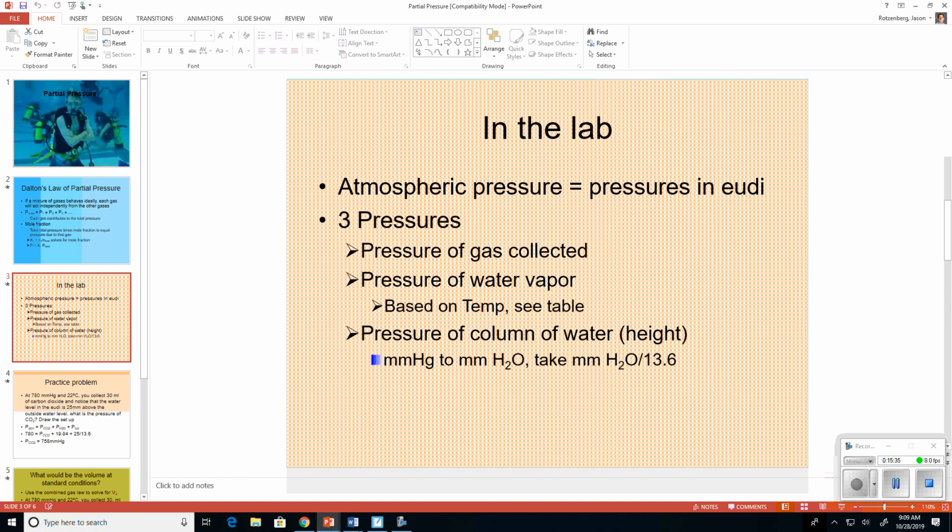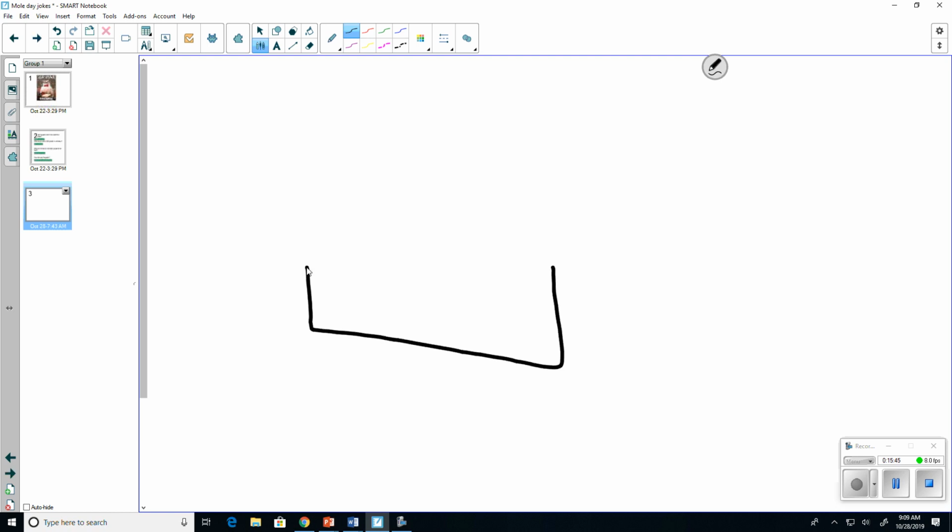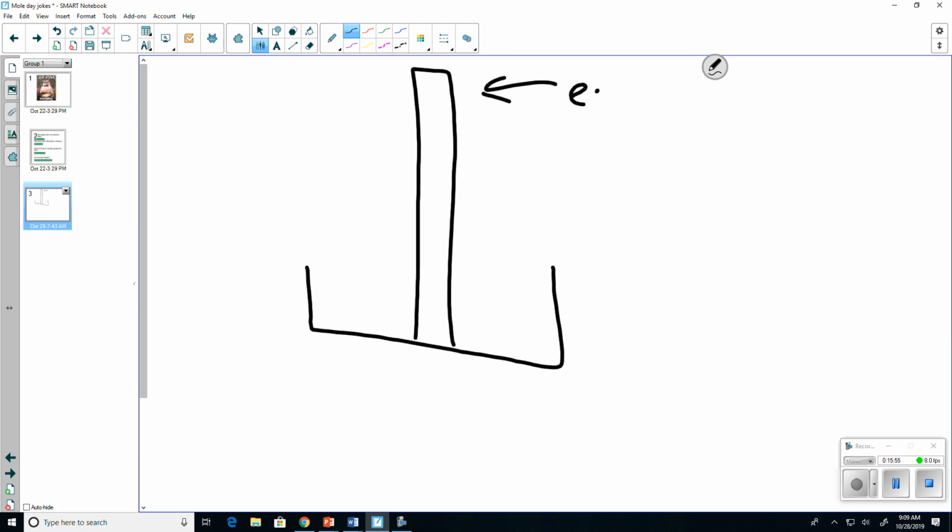So, similar to when we did the can crushing, you're going to have a tub of water in it. Except this time, you're also going to have the eudiometer in it. So again, this right here is the eudiometer. So we've got water in it.